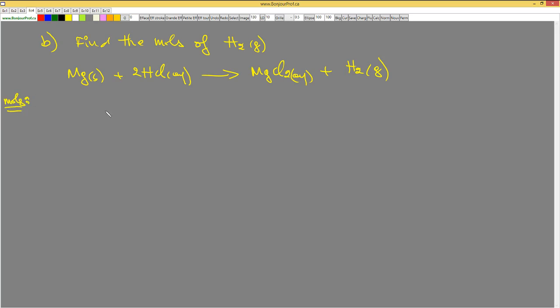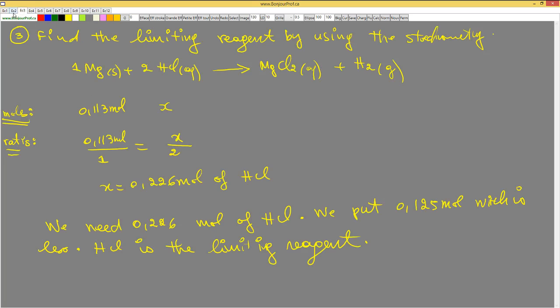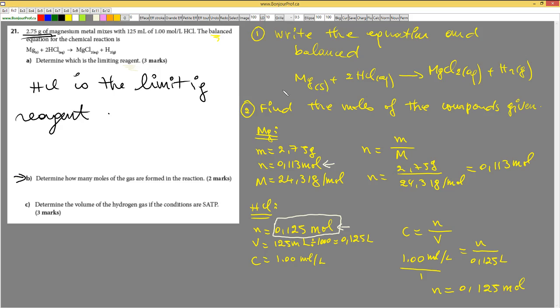But which moles do we have to use? We always use the moles of the limiting reagent when trying to find the others. Which one do we have to use, the magnesium or the acid? The limiting one. The limiting one is HCl. So we have to use the 0.125, not the 0.113 moles. We have to use always the moles of the limiting reagent.